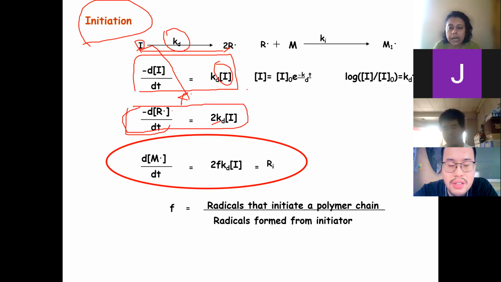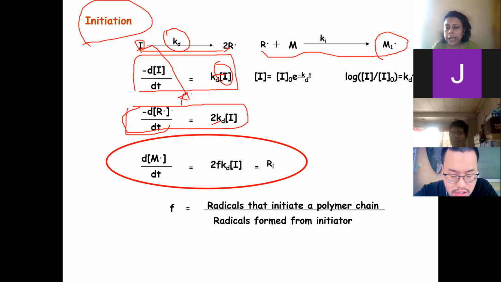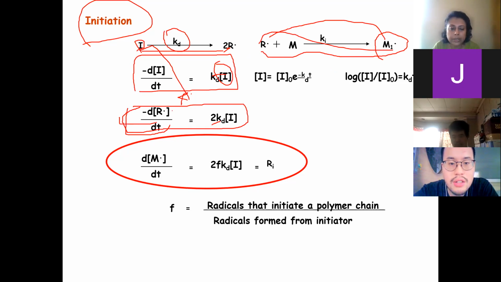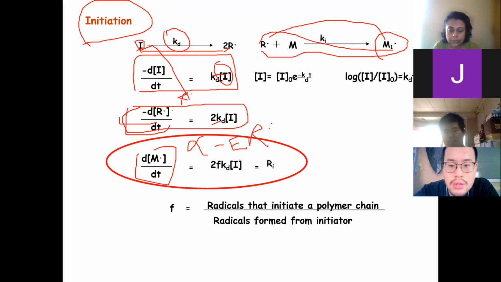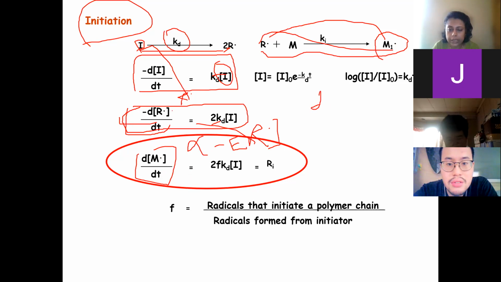Now, once this R dot is formed, it has to attack the monomer where you form M dot, and this is the initiation step. So M dot formation is dependent on the rate of disappearance of R dot. The more R dot disappears, the more M dot forms. And the rate at which R dot disappears is given by this equation. So I can write that the rate at which this is disappearing is proportional to minus R dot. And I know this is the equation, so let me try to write here. I'm not using the parenthesis.